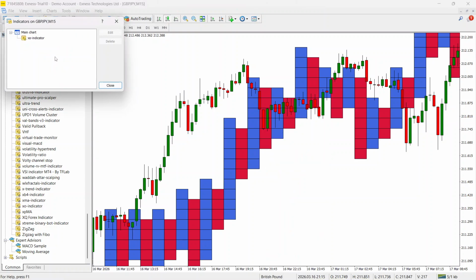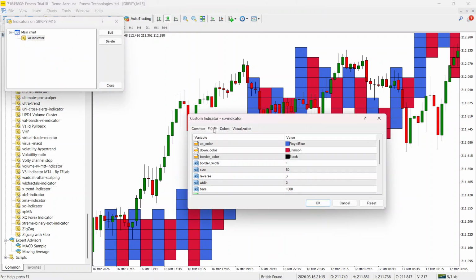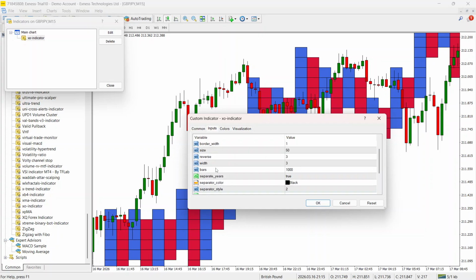If you go over to its settings and inputs, you find the color for the up, which is the X, as warrior blue, the color for the down or bearish or O as you might call it, crimson, and the border color black. We have the size of the box and the number of bars to be looked at in its calculation period.